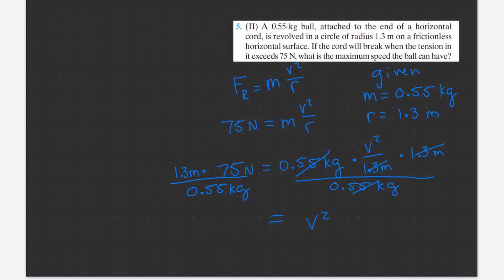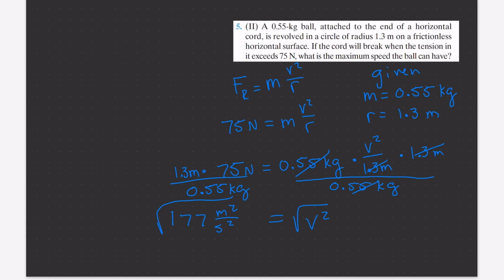On the left-hand side, if I plug this into the calculator, I have 1.3 times 75, and if I divide that by 0.55, I get roughly 177 meters squared per second squared. If you need to, break up newtons into kilogram meters per second squared, and see how that ends up being meters squared per second squared. So v squared is equal to 177 meters squared per second squared, and our units check out.